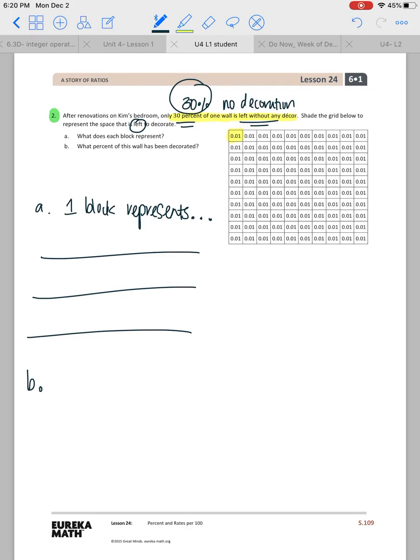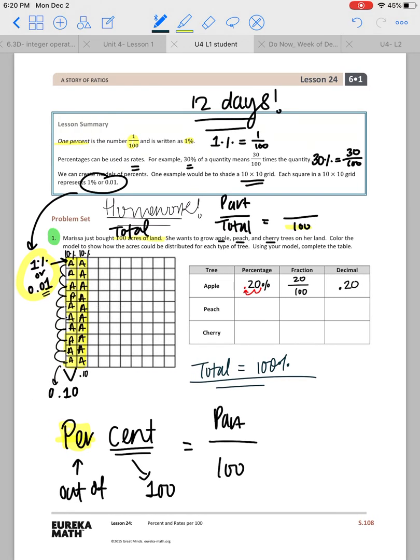So this is for B, and you're going to tell me here what percent of the wall still needs to be decorated. And then that's it. That's all you're doing for today's homework. Now, please make sure to ask questions tomorrow if you still have them. This is all your homework for today. Very simple. We're just doing a percent. Remember, that means a part out of 100. Everything out of 100 is super easy to find the percentage and then the decimal.